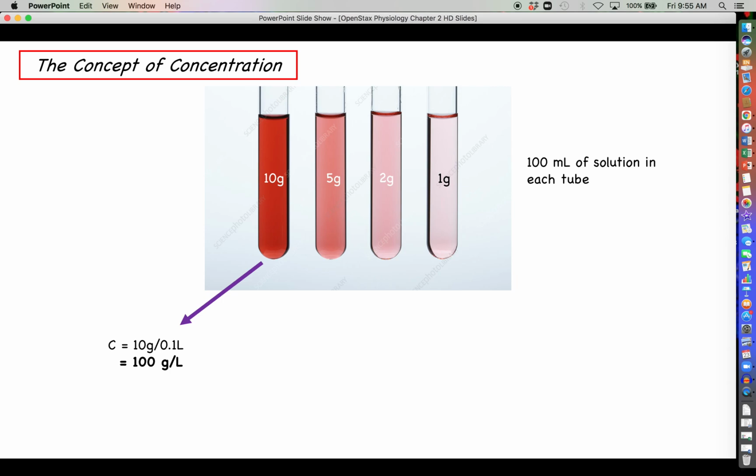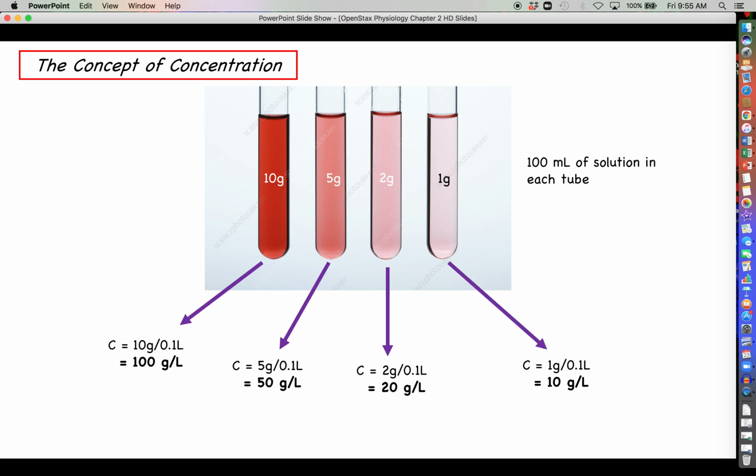Okay, so if we calculate concentration for each of these, again, this is the amount of solute per volume of solution, then working it out so everything comes out in terms of grams per liter, tube A would give us 100 grams per liter, tube B would give us 50 grams per liter, so tube B is half as concentrated as tube A. Tube C would give us 20 grams per liter, so tube C would be 1/5 as concentrated as tube A. And then finally, tube D on the end would give us 10 grams per liter. It is 1/10 as concentrated as tube A.